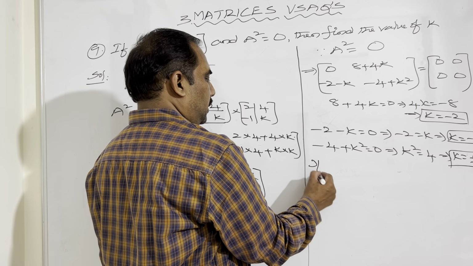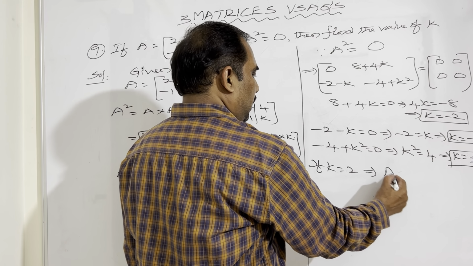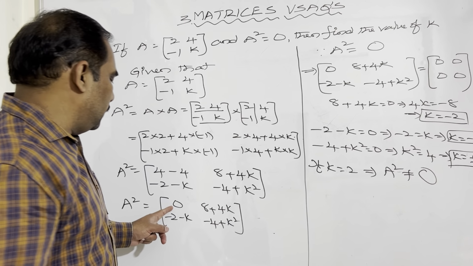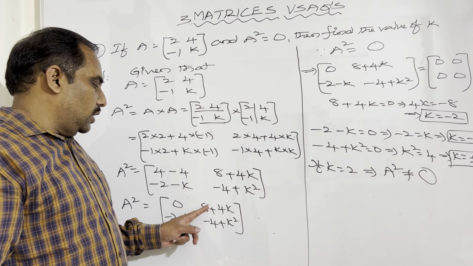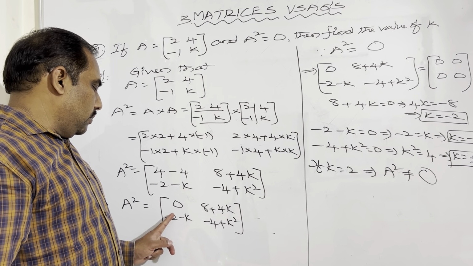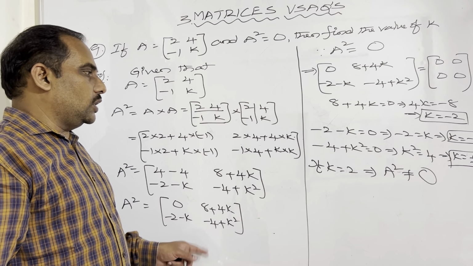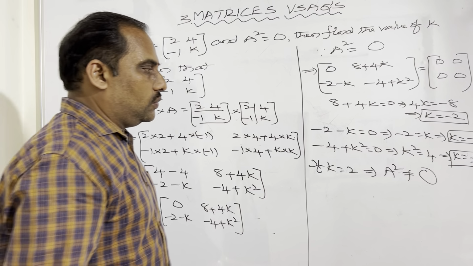If k is equal to 2, that implies A square is not equal to the null matrix. See here, if k is equal to 2, here 8 plus 4 into 2, that is 8, so here minus 2, that is minus 4, and here 0. So that's why when k is equal to 2, A square is not equal to O.